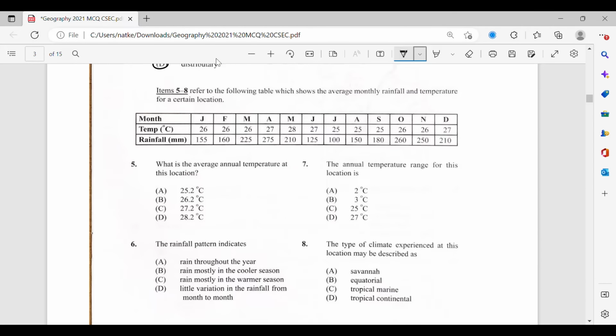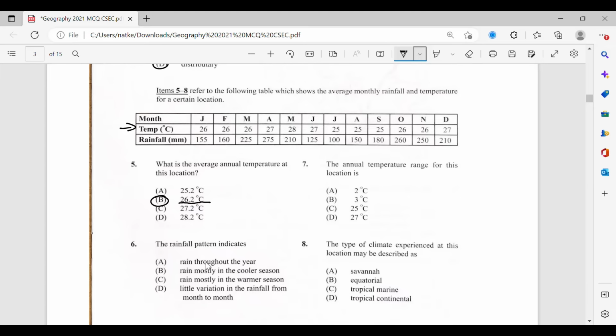Number 5 to 8 refer to the following table, which shows the average monthly rainfall and the temperature for a certain location. What is the average annual temperature at this location? So how do we find average? Just using mathematics, it means that you would add up all of these and then you divide it by the number of things that you just added. So that would have been all of these, whatever they come to, and then you divide that by 12. Since it's 12 months, when we do that, we would have gotten 26.19 something. So that gives us 26.2, which is letter B for number 5.